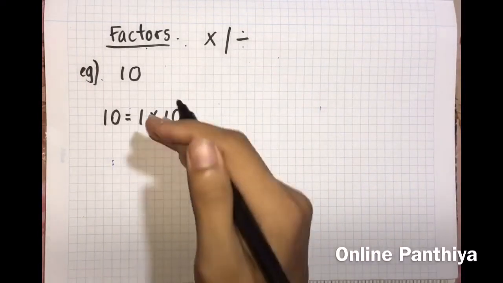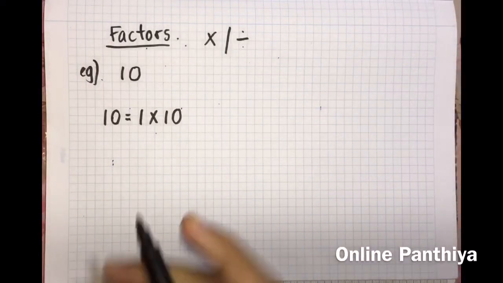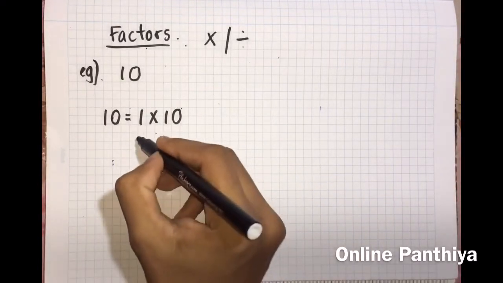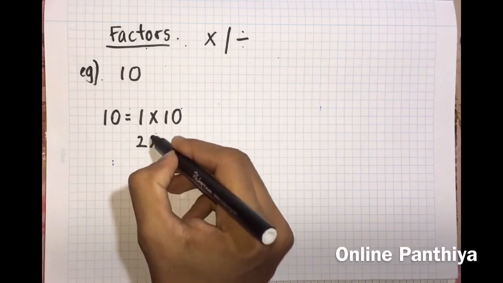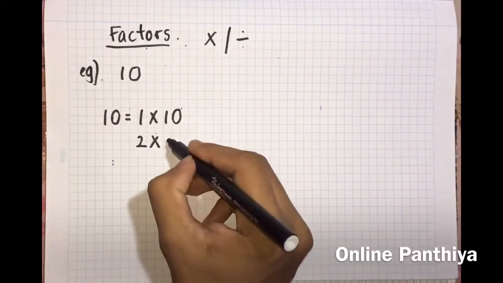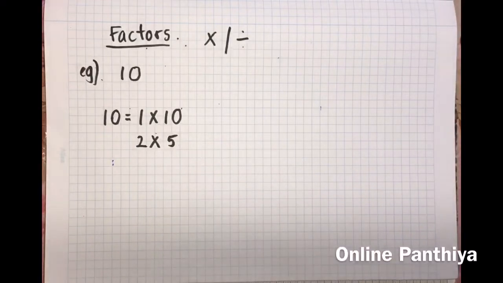Now you have to go through each of these. You have to start from 1. Next, let us go to number 2. Do you have 2? Yes, you can multiply 2 and get 10. 2 into what will give you 10? Yes, number 5. So like this you have to go step by step.